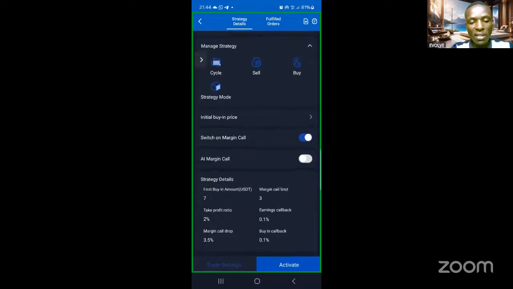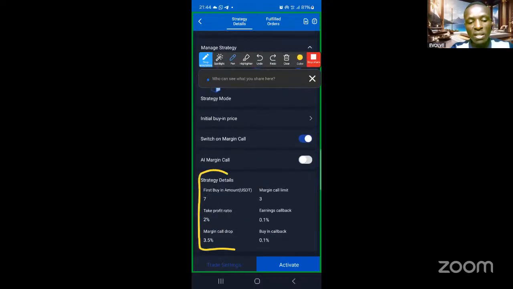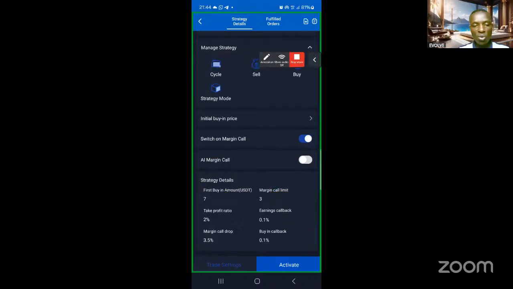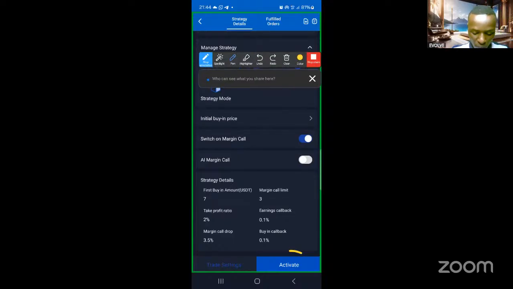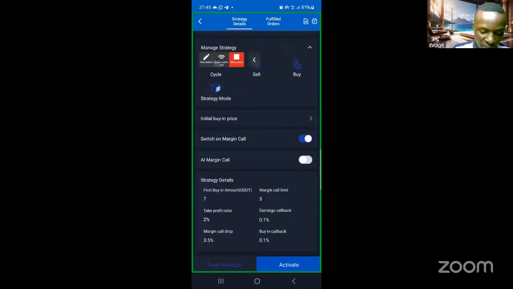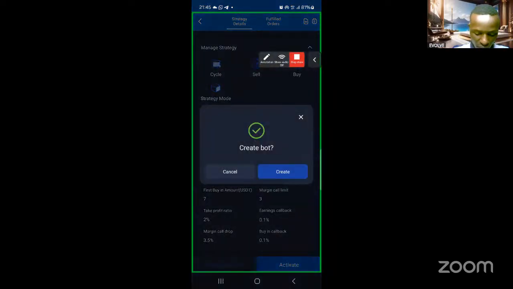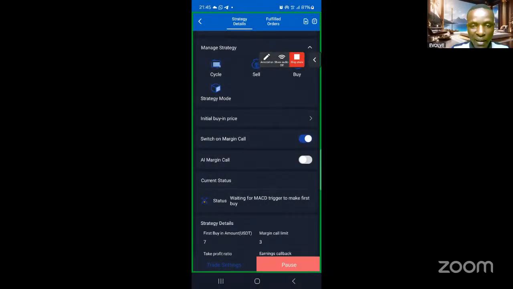And now we can confirm that when we check down here on strategy details: 2% profit, 7 USDT. You see, they are here. They have entered. Now you are ready to trade this coin. Guys, is this hard? You tap on activate, create, and they have bought Doge.